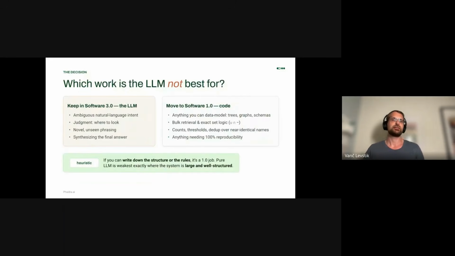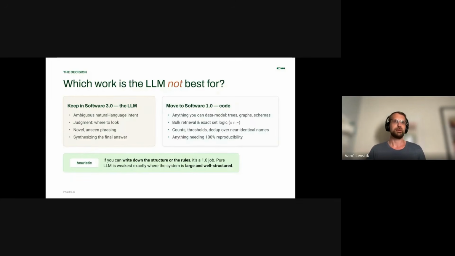But the real skill is knowing which work the LLM is not best for. And you always want the LLM to be used for the things that it does well. It's great at parsing an ambiguous request, judging where to look for data and what to look for, handling phrasing we've never seen from a new user who has a different query, and at the end, also synthesizing and writing the final human-readable answer. But everything you can data model, you should move into code.